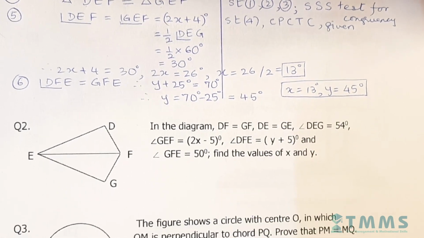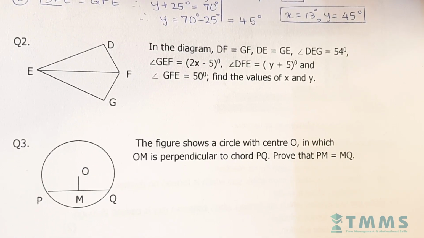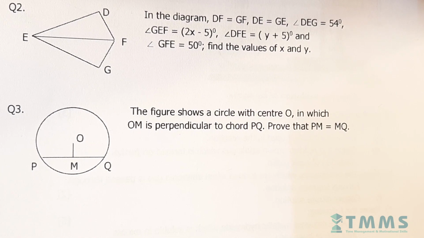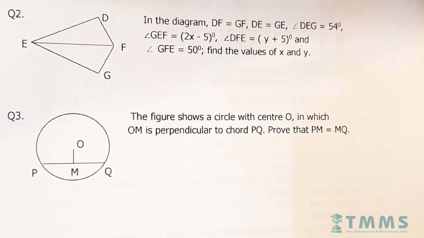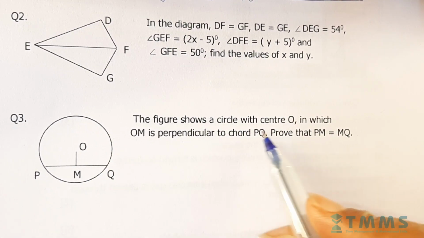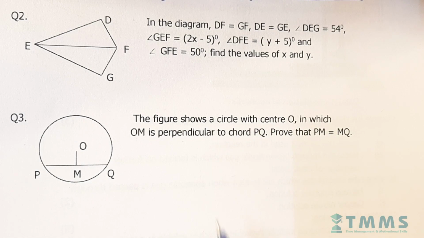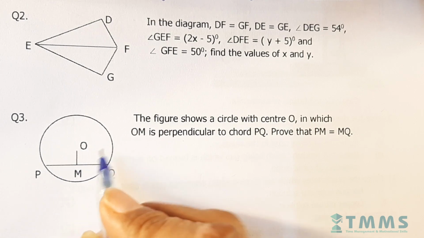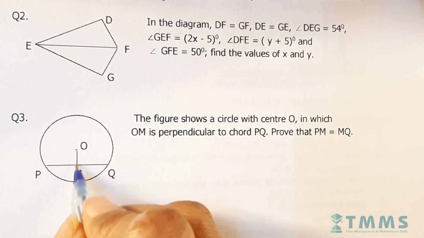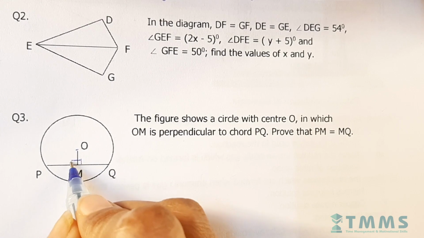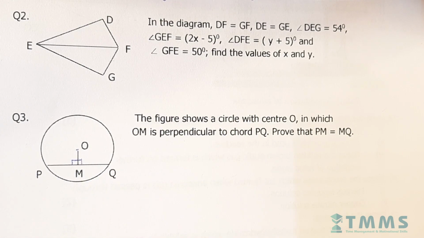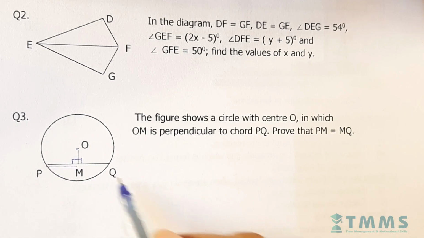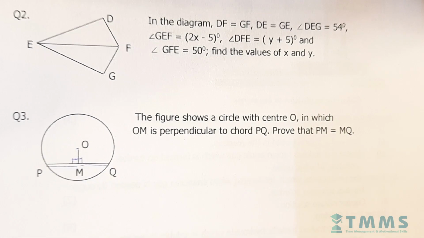All right? Okay, now let us come to another question. Do you like this question? Question number 3. There is a circle. The figure shows a circle with center O, in which OM is perpendicular to chord PQ. So we have OM, which is the center, and from here OM is drawn perpendicular, so like so. And we have to prove that PM, that is this, is equal to MQ, that is this.